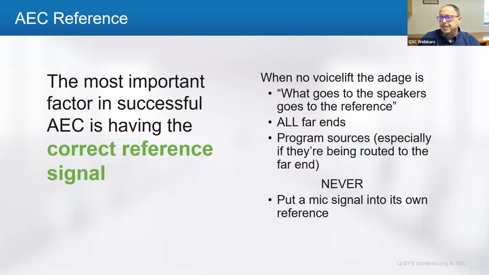The most important factor in a successful AEC by far is for sure to have the correct reference signal created. With no voice lift, the adage would be what goes to the loudspeakers goes to the reference. So that would be all of the far end product, the program sources, especially if you're routing them to the far end. But you never want to put a microphone into its own reference. And I have to admit, when I was new to conferencing, I'd be like, oh, well, I want to make sure there's no echo, and I would add those to it. So not something you want to do.